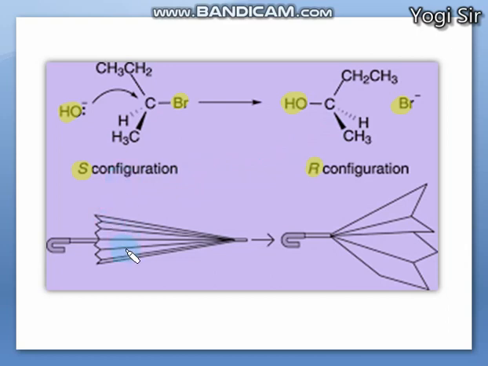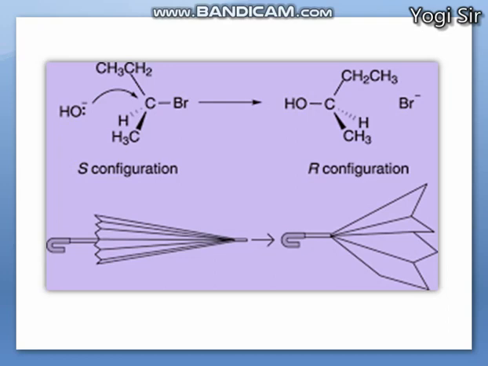Similarly it is depicted here, the umbrella is inverted when there is a force of the wind, right? That is mentioned as Walden's inversion. It is called Walden's inversion or inversion of geometrical configuration, or you can say change in the type of isomerism. All are similar.